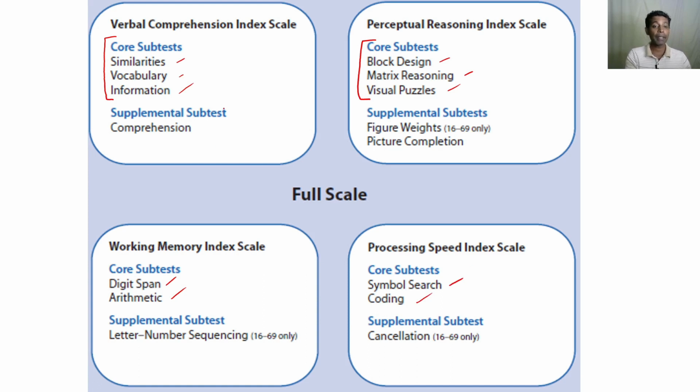Then we have supplemental subtests, which will give you additional information about the person. So this is comprehension, figure weights, picture completion. Now we have letter-number sequencing, cancellation, like that. These are the additional supplemental subtests used in the Wechsler Adult Intelligence Scale. This is the currently used intelligence test.